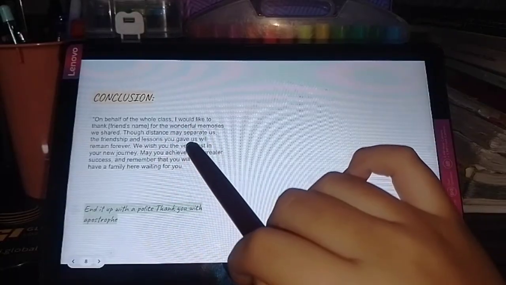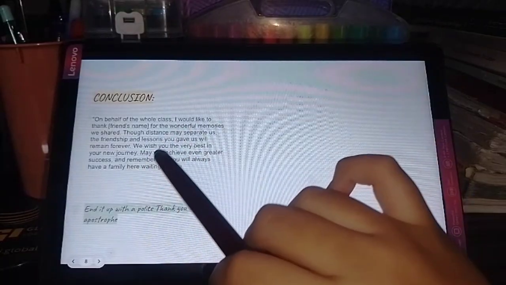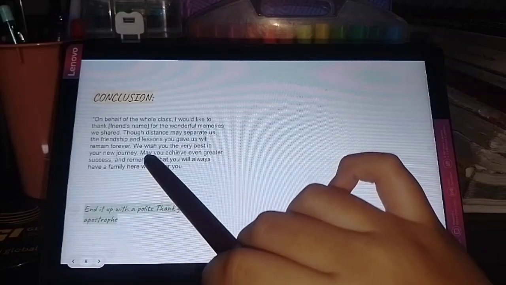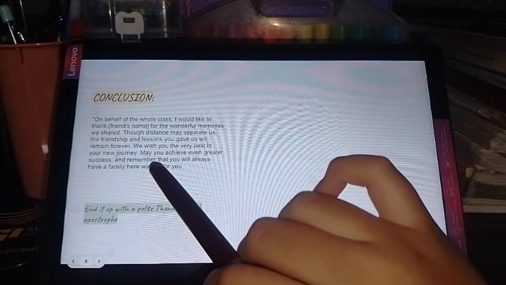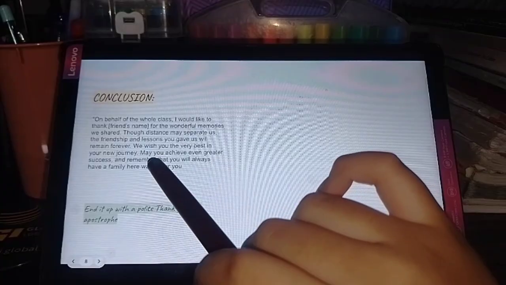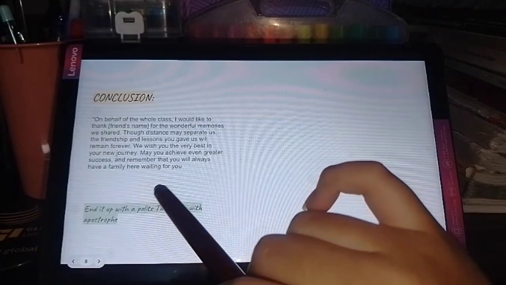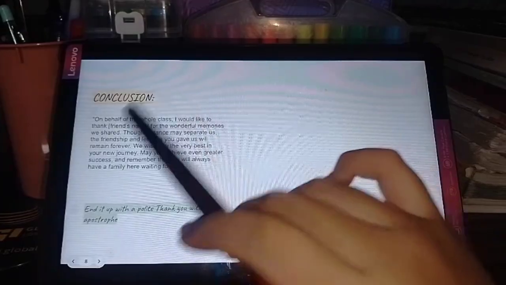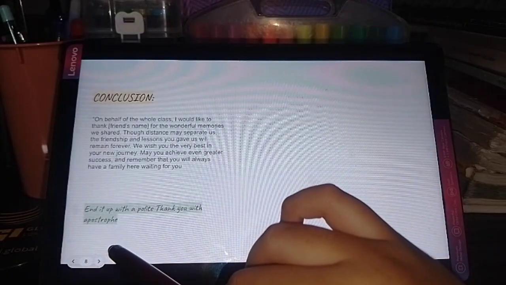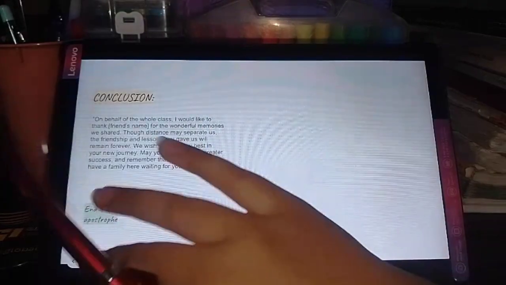Though distance may separate us, the friendship and lessons you gave us will remain forever. We wish you the very best in your new journey. May you achieve even greater success, and remember that you will always have a family here waiting for you. End with a nice polite way: thank you, with an apostrophe.